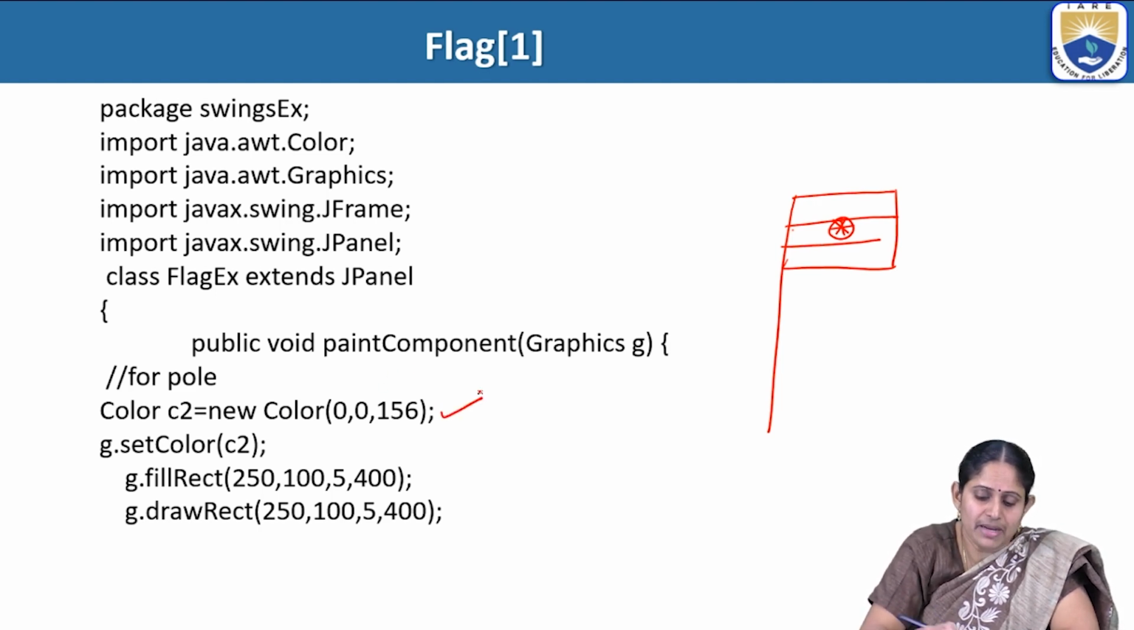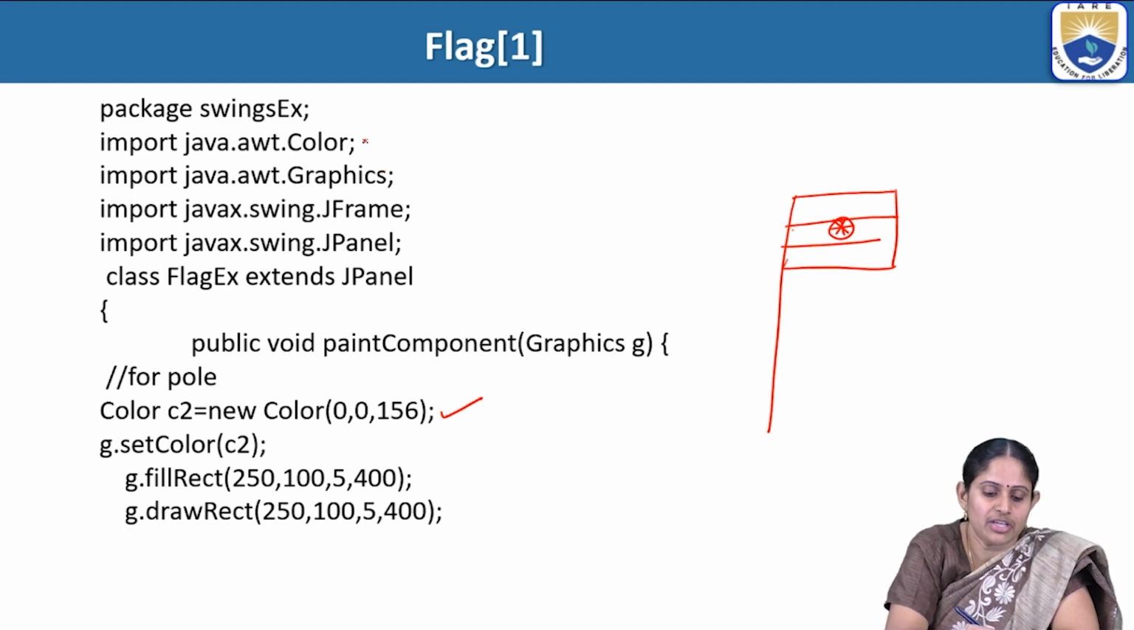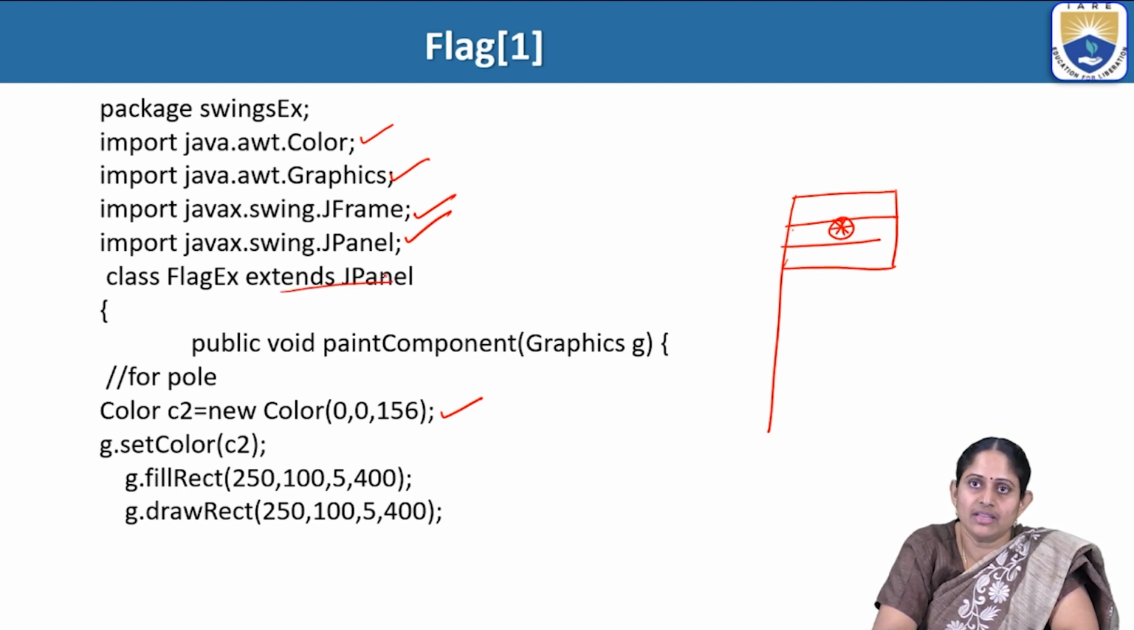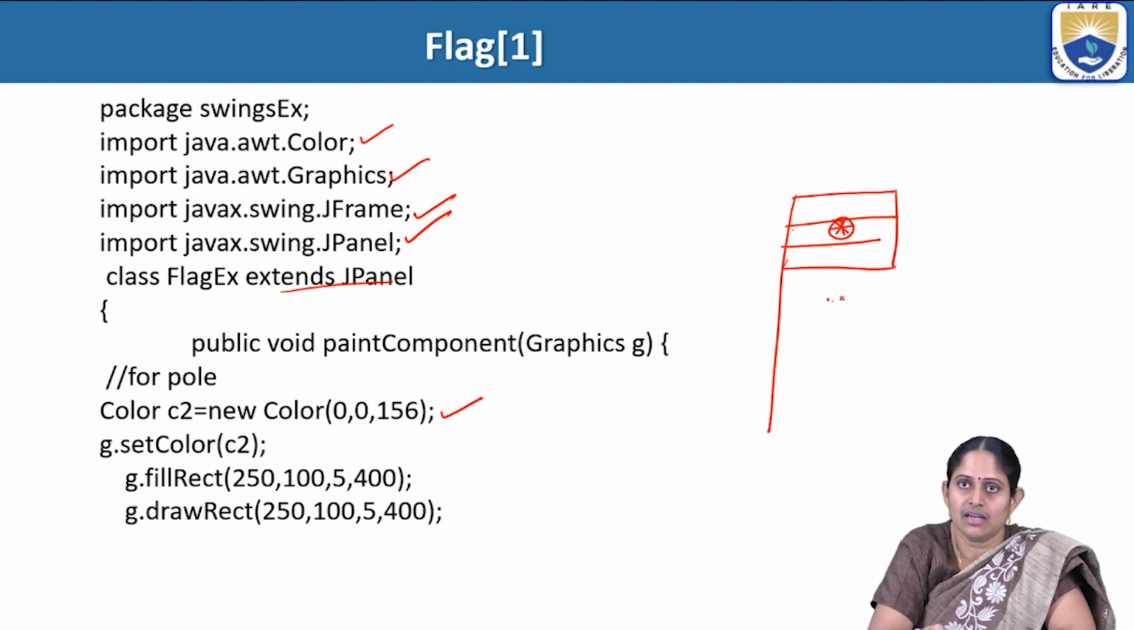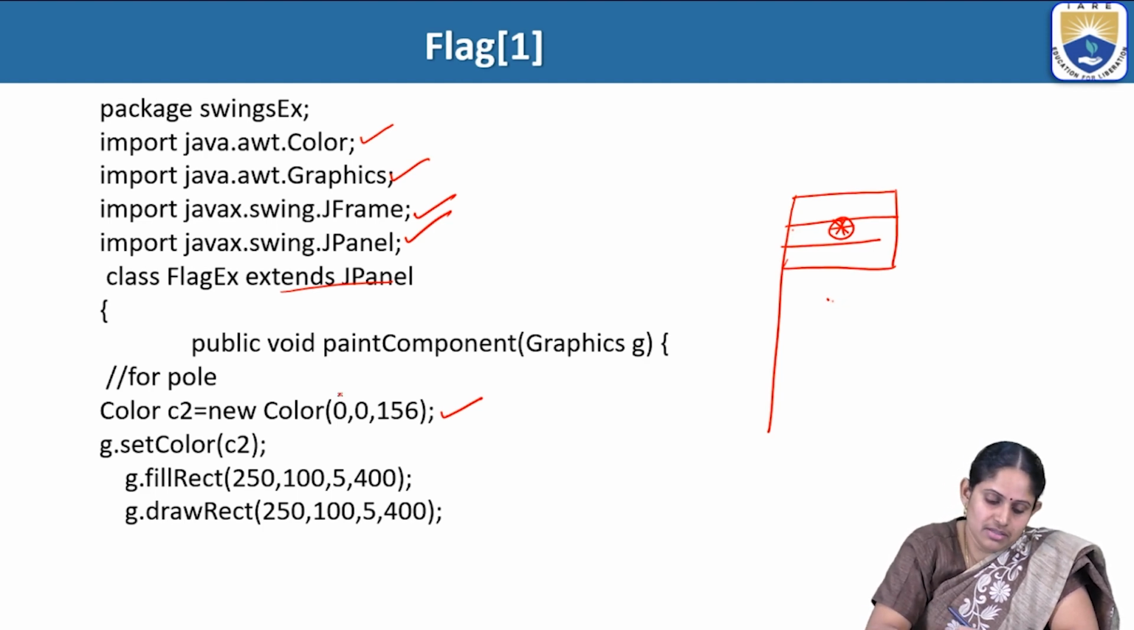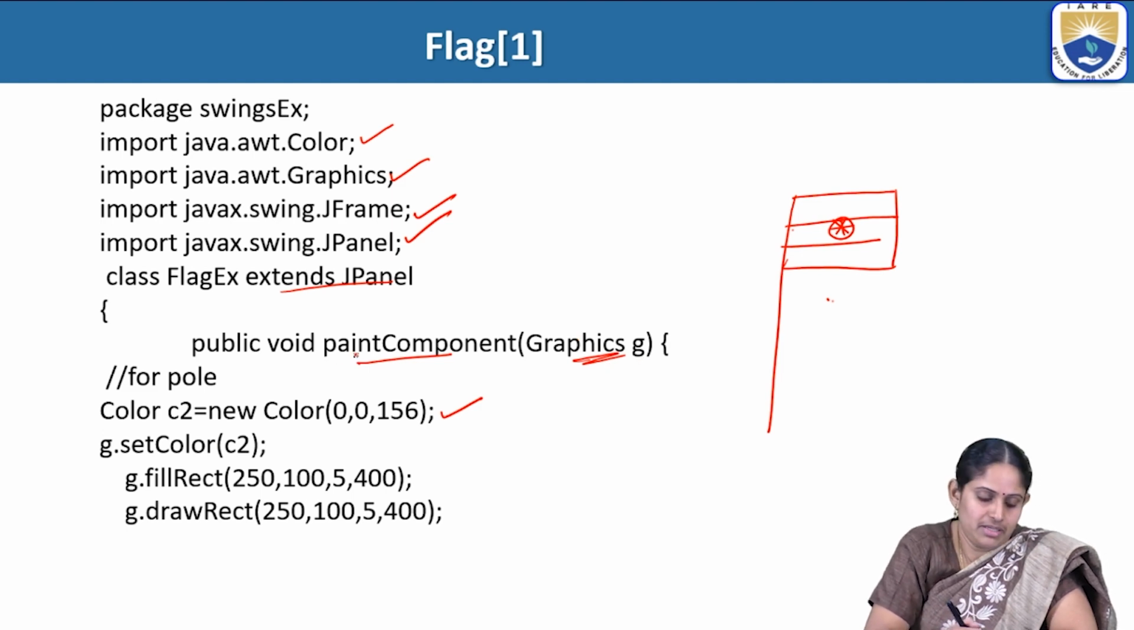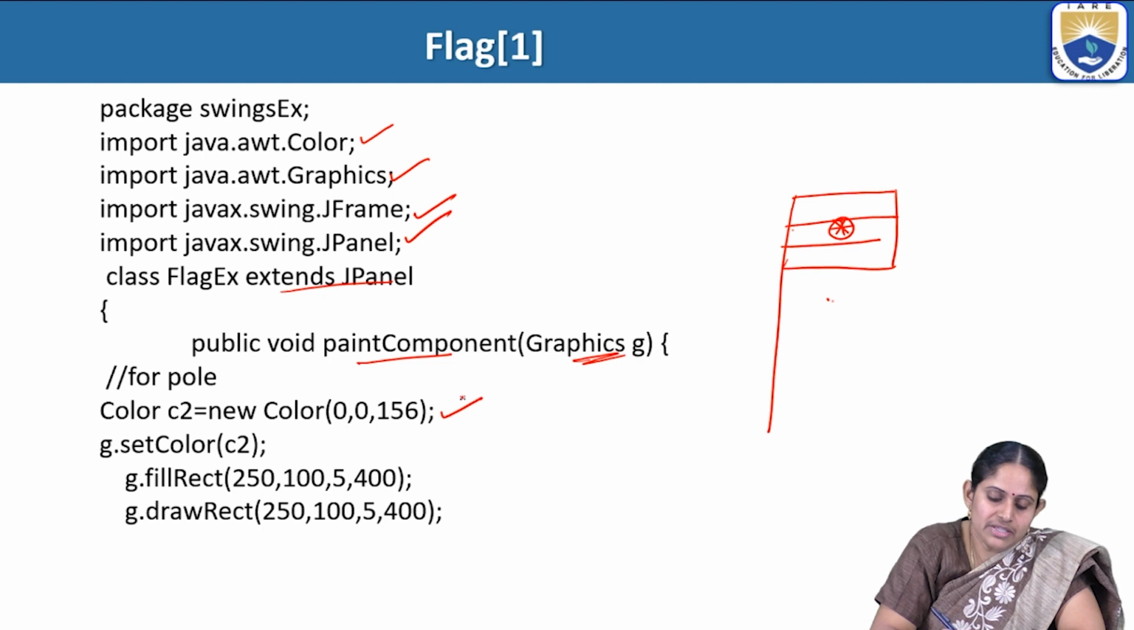So first, same as before, we have to import all the packages which are needed in our program, and then our class is extending panel, since we will be drawing this object on our component, on our panel. Now inside the paintComponent method, we make use of the graphics object. We pass the graphics object, and using that we will be setting all our parameters or our requirements. So first we need to set the color: we need saffron here and green here, and we'll have white here. So instead of saffron, I'm using orange color.